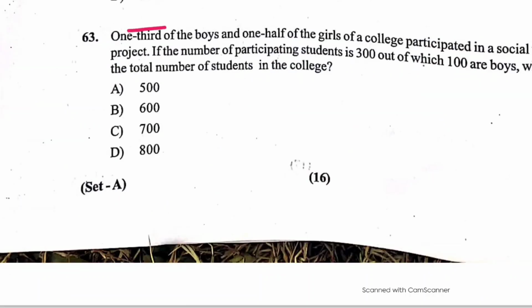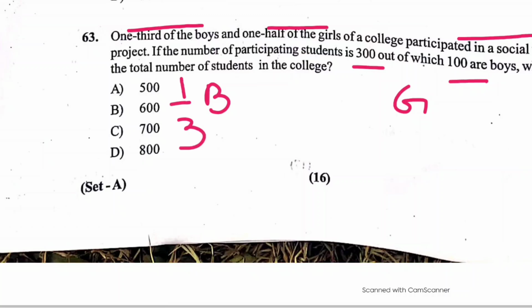Next question is 1/3 of the boys and 1/2 of the girls of a college participated in social work project. If the number of participating students is 300, out of which 100 are boys, what is the total number of students in the college? Okay, so here let us denote the number of boys as B and the number of girls by G. We are being told 1/3 of the boys participated, and we are also being told that 1/2 of the girls participated in the social work.